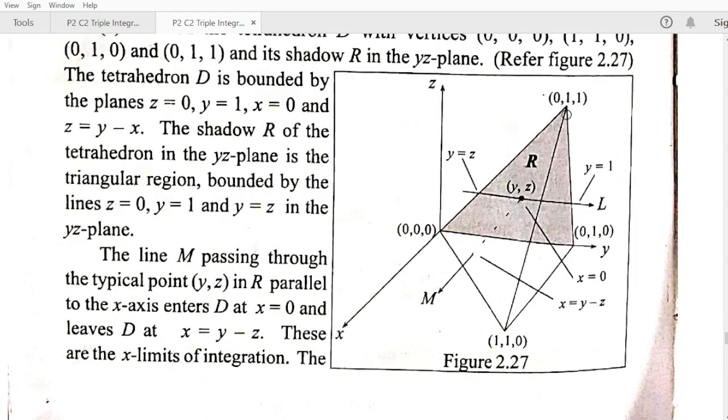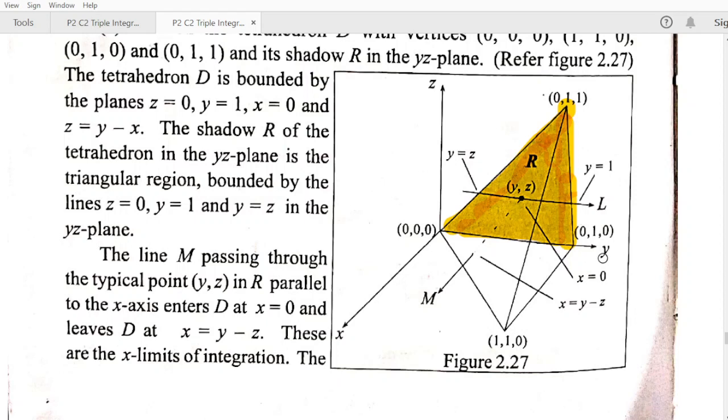Here we see this particular point 0, 1, 1. 0, 1, 1 means x is 0, and y and z have some value. That means this particular point is in the yz plane. So if this point is in the yz plane, this particular triangle is in the yz plane only. So this is the projection, or the shadow, of our region on the yz plane. By observing this region, now we shall find the limit of y and z.